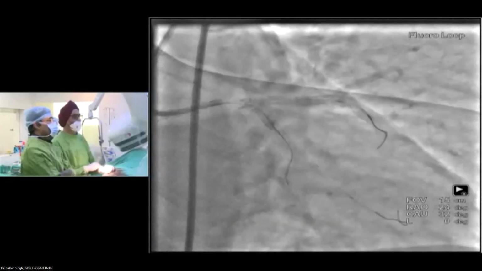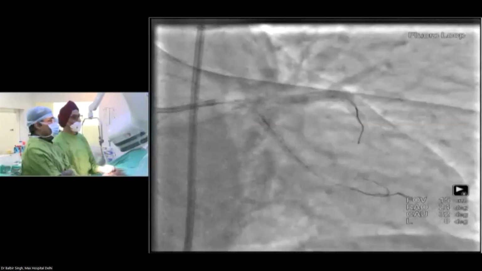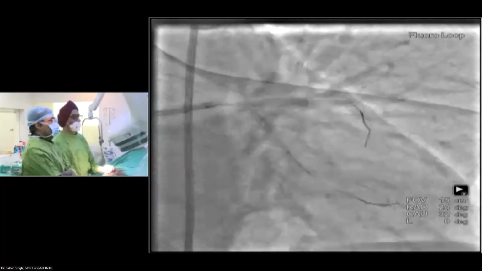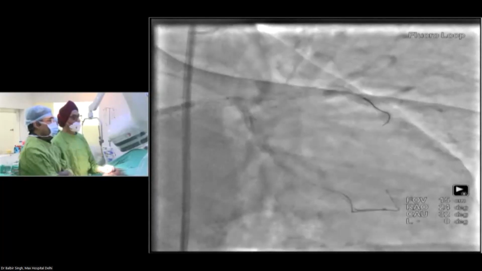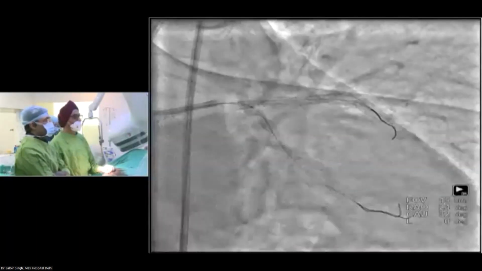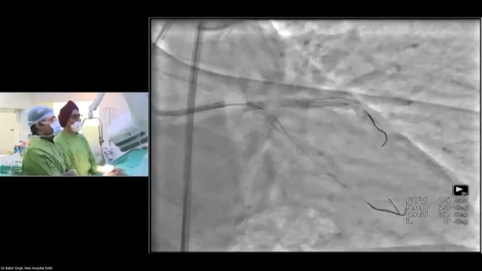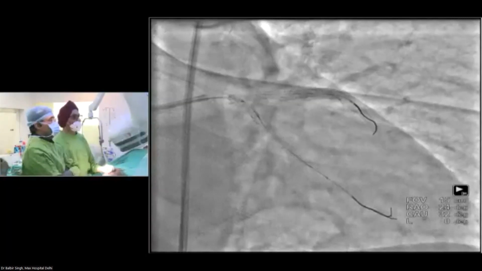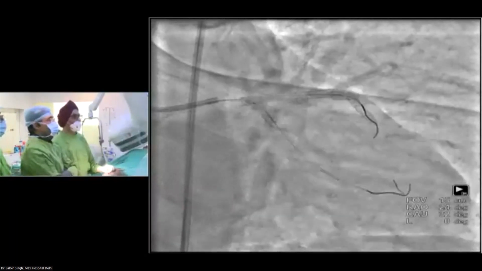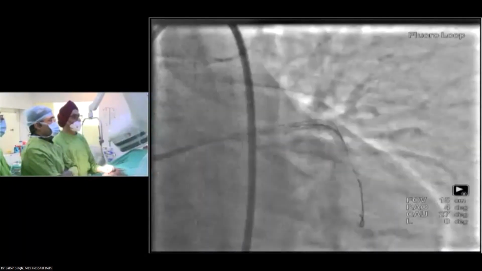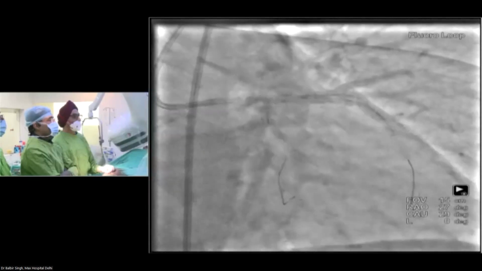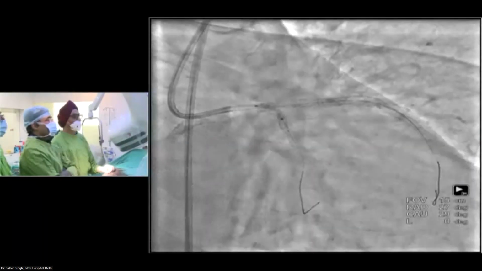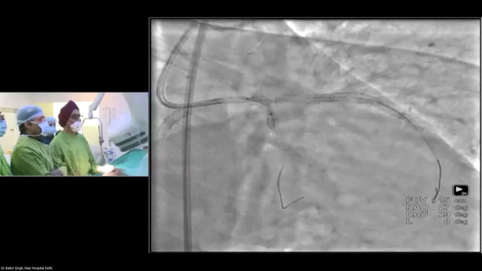So you got the third wire in. Next, we pull back the second wire. That's called reverse wiring. Next. And you see how this balloon goes. The balloon went like zip, no problems at all. This is a 1.2 balloon. It went very easily. Then a 2.5 balloon, very easy.